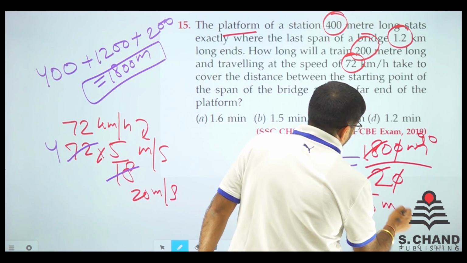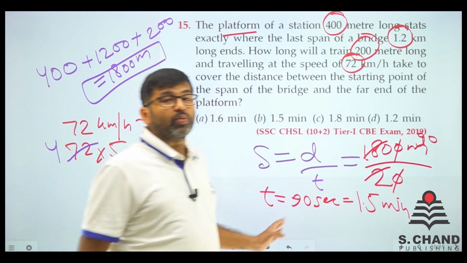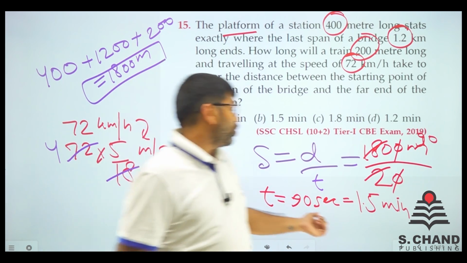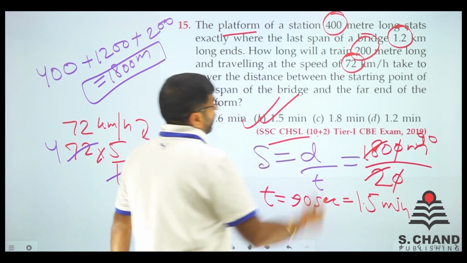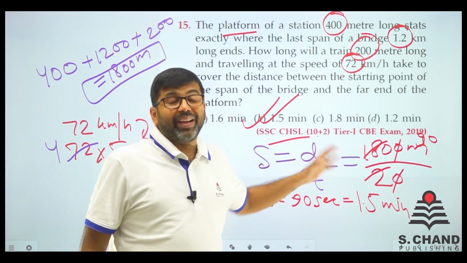1.5 minutes. Because 60 seconds is 1 minute, 30 seconds is half a minute. So 1.5 minutes. Is there any option like 1.5 minute? Yes, it is. It is also from the tier 1 SSC exam.